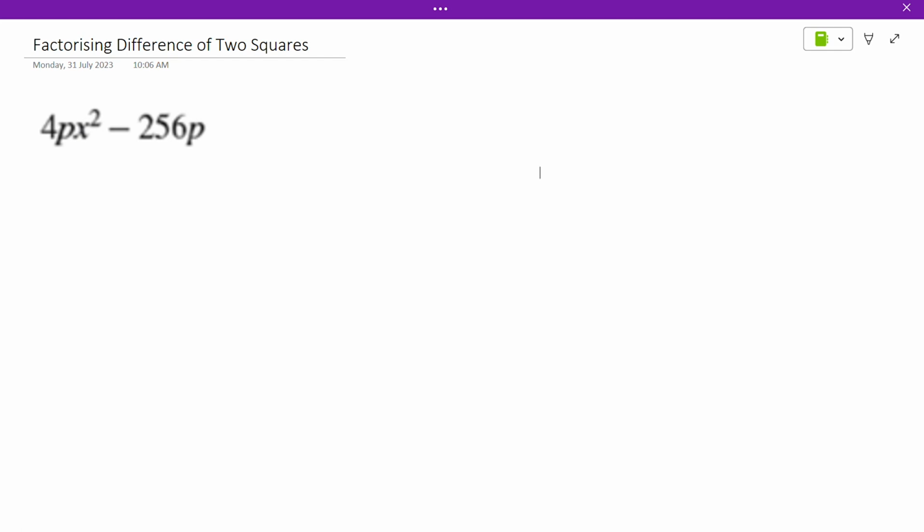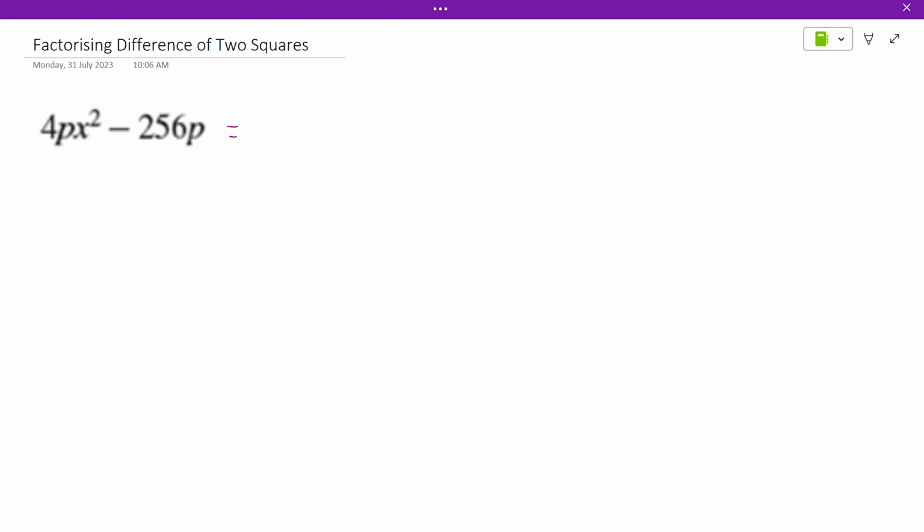Hi everyone, have a look at factorising the difference of two squares. So I've got a situation here, 4px squared minus 256p. Okay, first step, I can already see a common factor between these two terms.